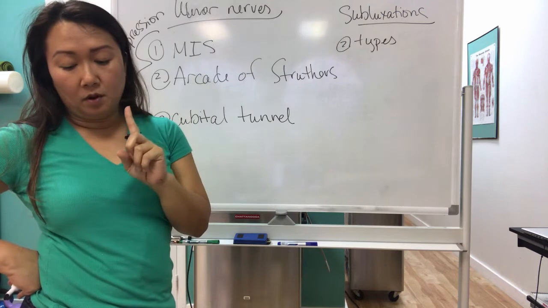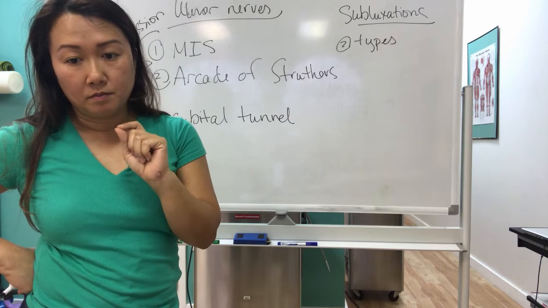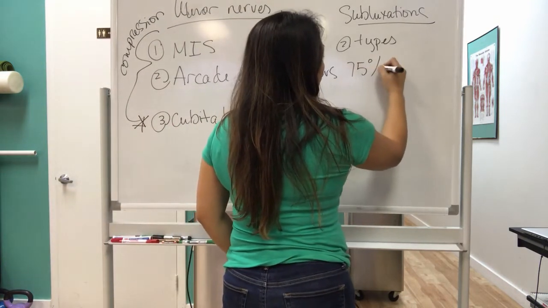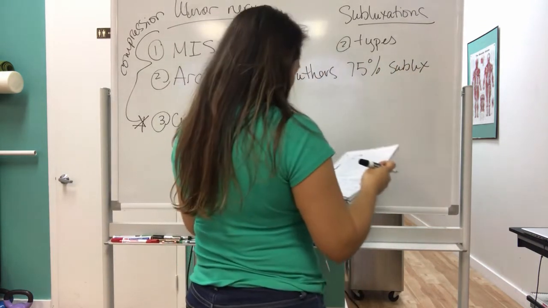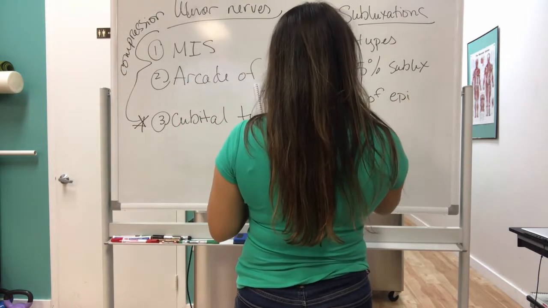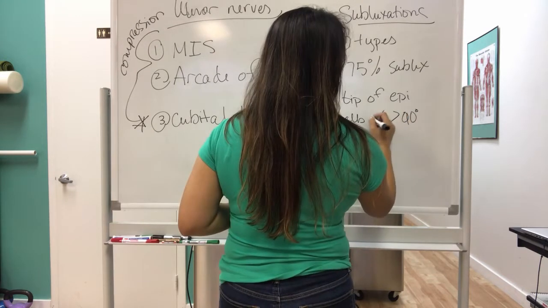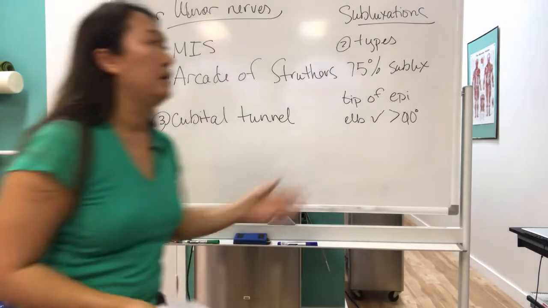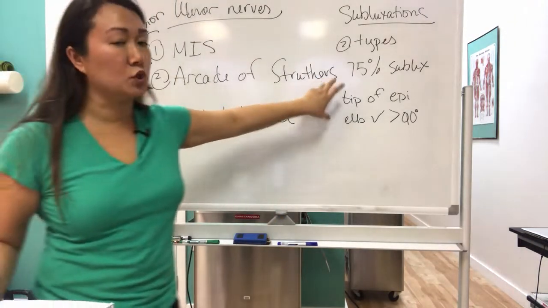But the first type is 75% of the subluxations, right? So 75% of subluxations, it moves to the tip of the epicondyle when the elbow flexes greater than 90 degrees. This is my flexion sign. Greater than 90 degrees. The other one is when it goes all the way through. All right, so those are 2 types, but this is the most common one.